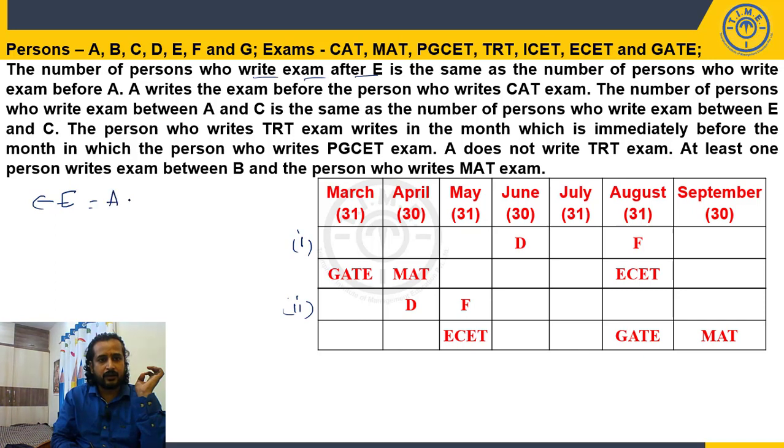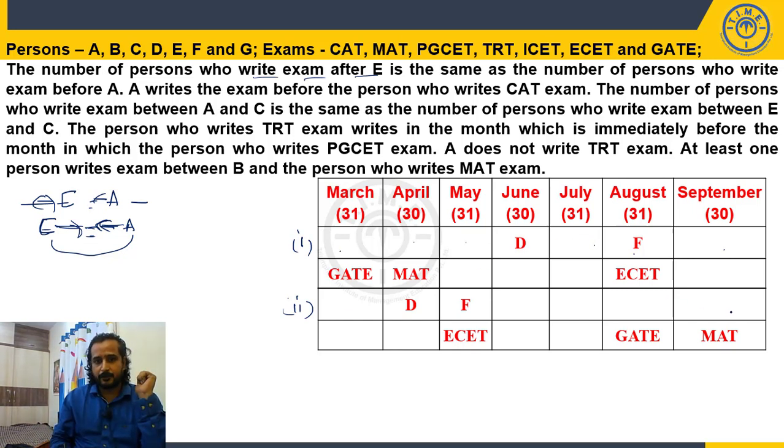After E is the same as before A. Whatever it may be. But between these two, who writes the exam first, who writes next? Do you know that? No, that we don't know. But we know that after E is the same as before A. It means corresponding positions from either end. And where can I fix that? Corresponding positions. March, September is possible. April, August, not possible. May, July is possible. How many possibilities? 2. Okay.